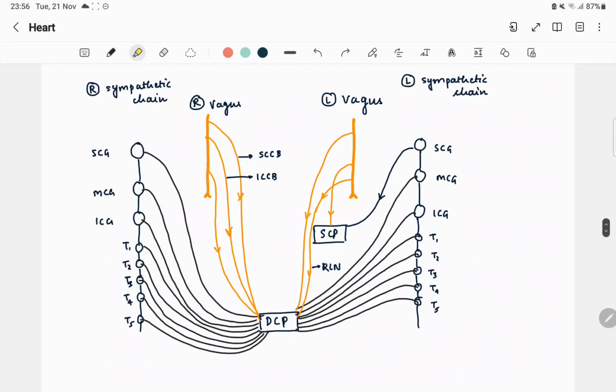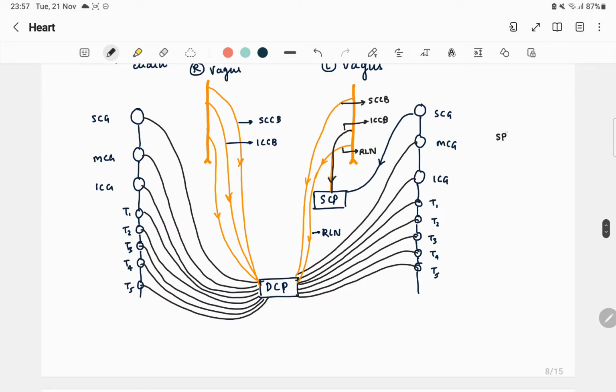If you are getting confused, let me label all of this. This is your SCCB again of the vagus nerve. This is your ICCB, which is contributing to this superficial cardiac plexus, and this is your recurrent laryngeal nerve, RLN. So this SCP is formed by your ICCB plus the superior cervical ganglion. Both of these are there in your superficial cardiac plexus, SCP. Understood?